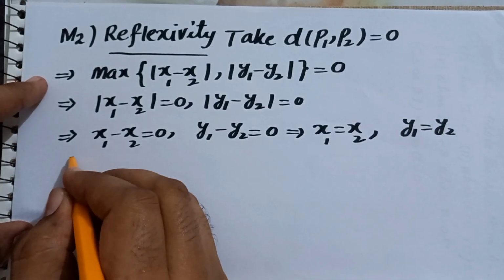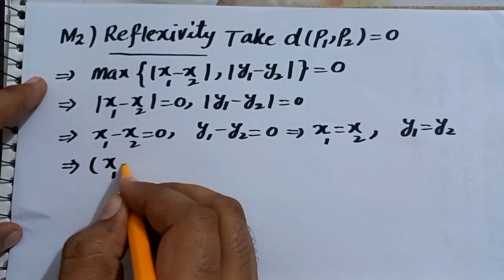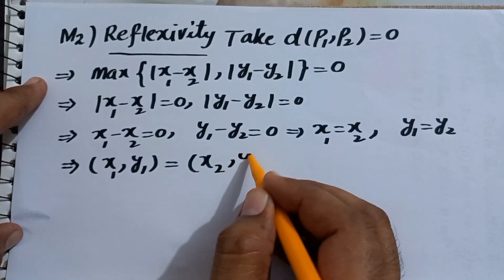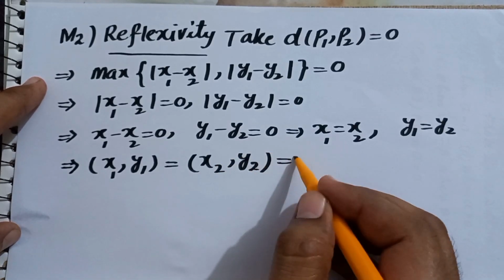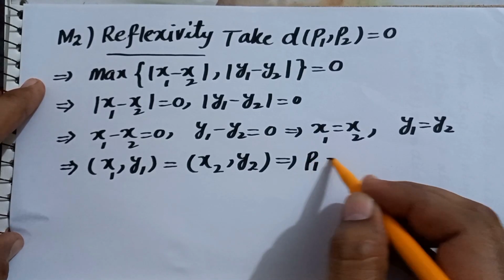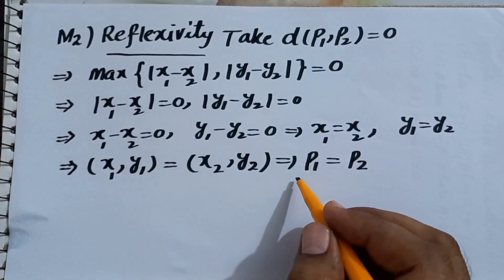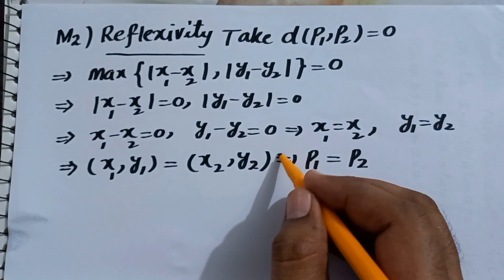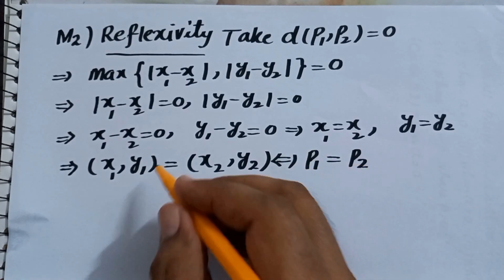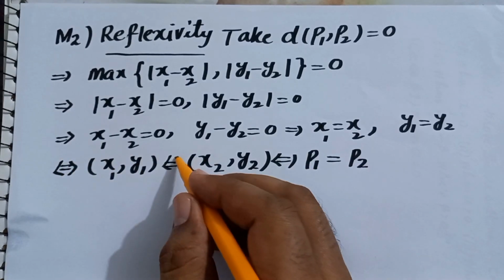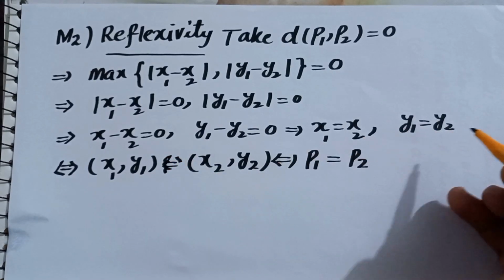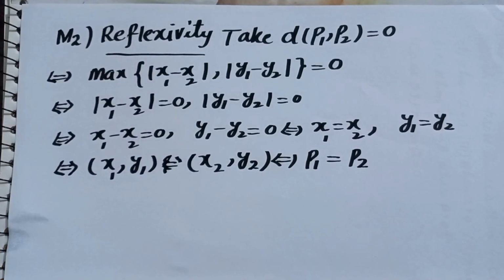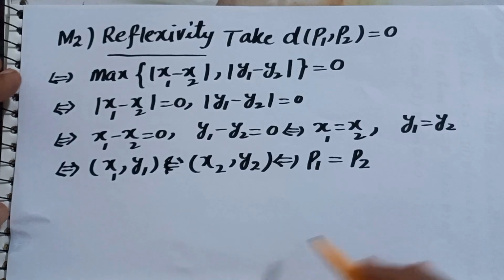So by taking the ordered pair x1 with y1, because x1 equals x2 and y1 equals y2, this implies the first ordered pair is equal to p1 and the second ordered pair is equal to p2. So when we take d equal to 0, this becomes p1 equal to p2, and by taking the converse, when we take p1 equal to p2, d is 0. Hence the reflexivity, the second axiom, also holds.